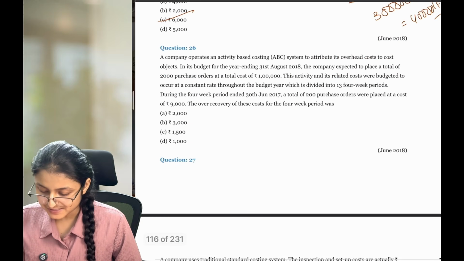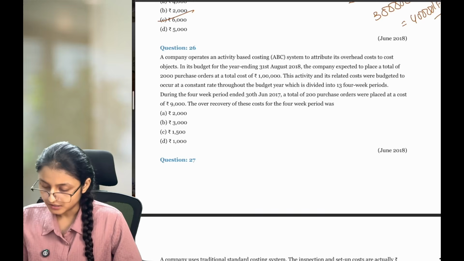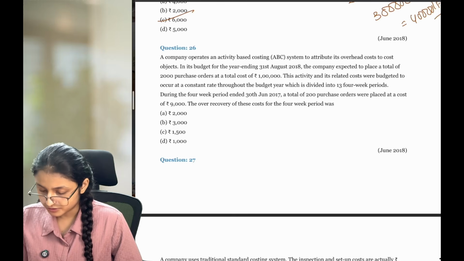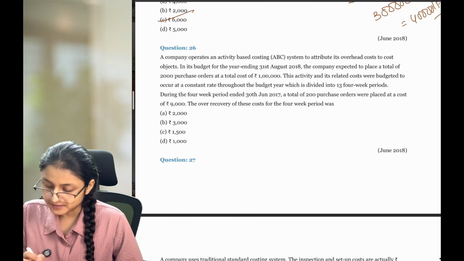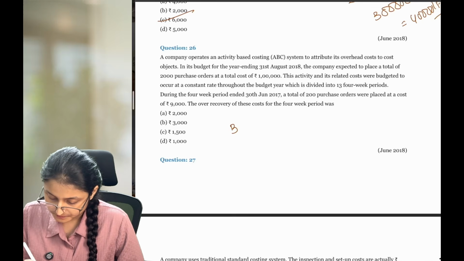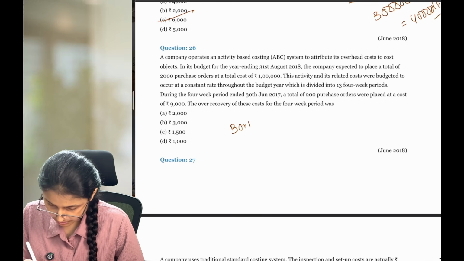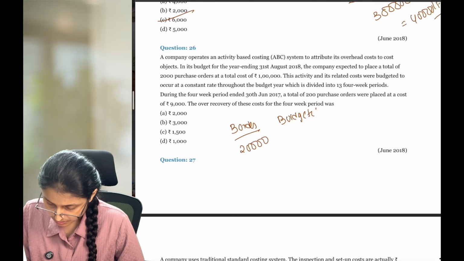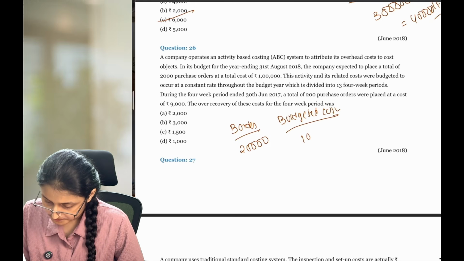A company operates an activity based costing system to attribute its overhead cost to cost objects. In its budget for the year ended 31st August 2018, the company expected to place a total of 2,000 purchase orders. This is our budgeted orders, 2,000, and budgeted cost is 1 lakh.